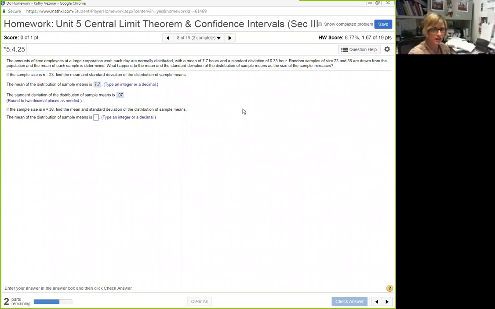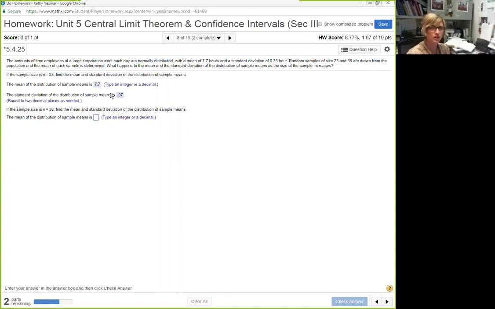So we'll spend a lot of time in this section really examining this idea of the central limit theorem. And we'll look at it a variety of ways. So in this problem here, the amount of time employees at a large corporation work each day are normally distributed. Mean is 7.7, standard deviation 0.33. So what we're getting at here is if the sample size is 23, the mean doesn't change. The mean is not affected by the central limit theorem. What is the standard deviation?